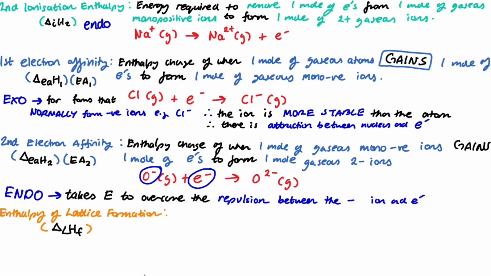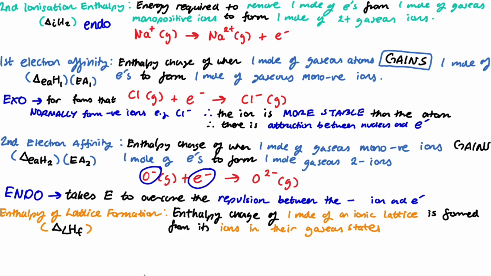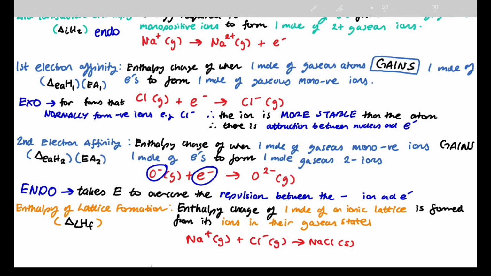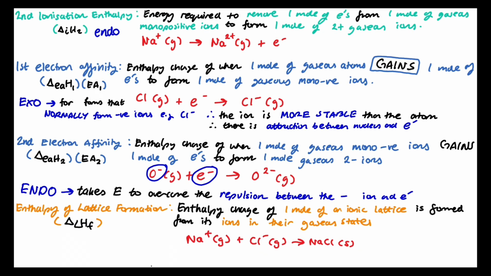And then finally, we have the enthalpy of lattice formation. So this is the enthalpy change when 1 mole of an ionic lattice is formed from its ions in their gaseous states. Now remember what I said, take this time to remember these. Also, an example equation, sodium chloride, as you can see in its gaseous states, which is what we are going to use for our Born-Haber cycles, and I forgot to say that the enthalpy of lattice formation is exothermic, meaning the arrows go down.